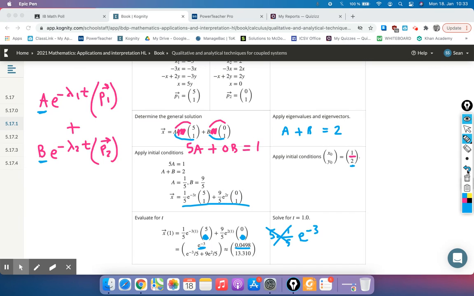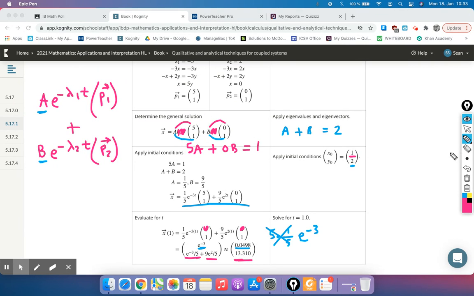The next one is now we have to do the y coordinate and ignore the x coordinate. So 1/5 e to the minus 3 times 1 is just that, and 9/5 e to the 2 times 1, and then evaluate with the calculator. Okay, and that's our solution when t equals 1.